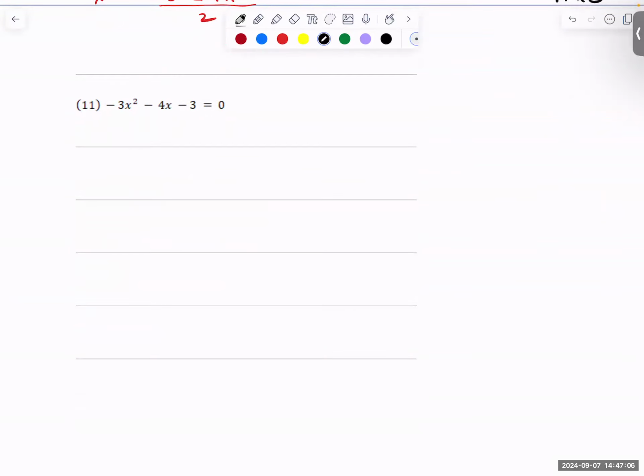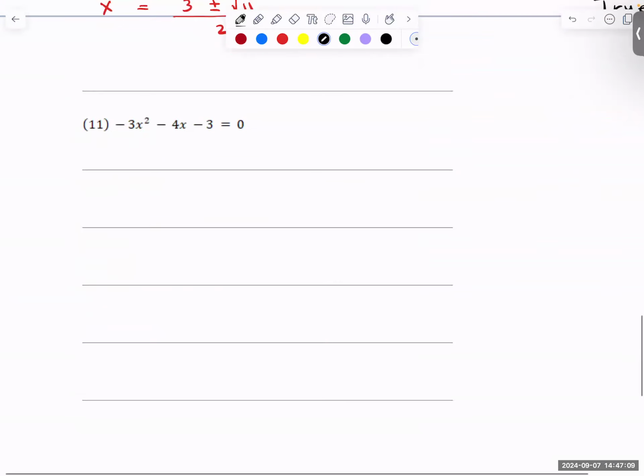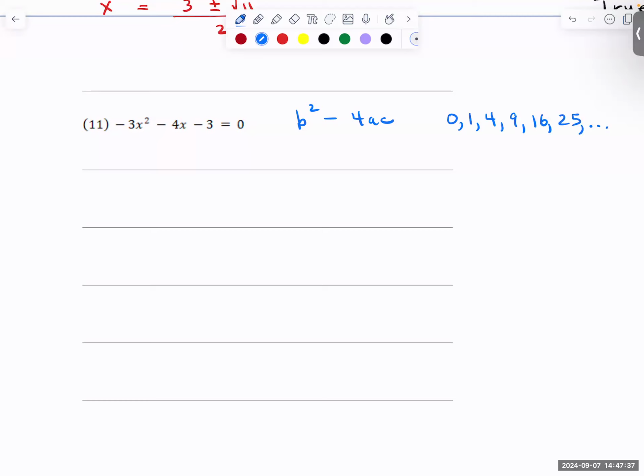Number 11, second degree trinomial. Greatest common factor is 1. Let's do the discriminant test for factorability to see if it's factorable or prime. The discriminant again is b squared minus 4ac. And we want to see if the discriminant is a perfect square, like 0, 1, 4, 9. Because if it is, then you can factor this trinomial. And if it isn't, we don't want to spend any time trying to factor a prime polynomial.